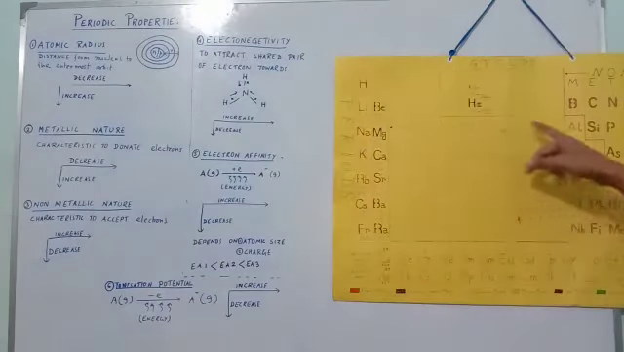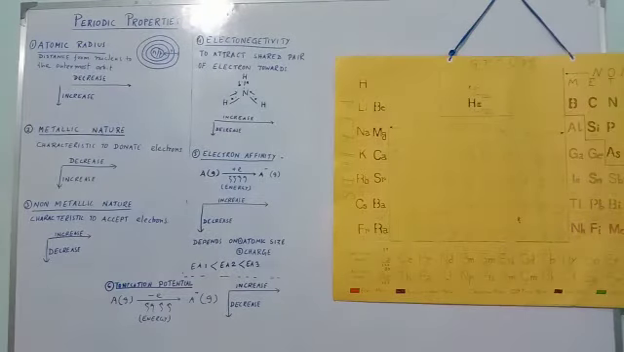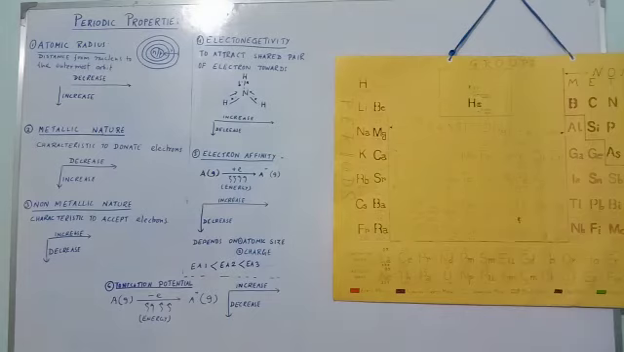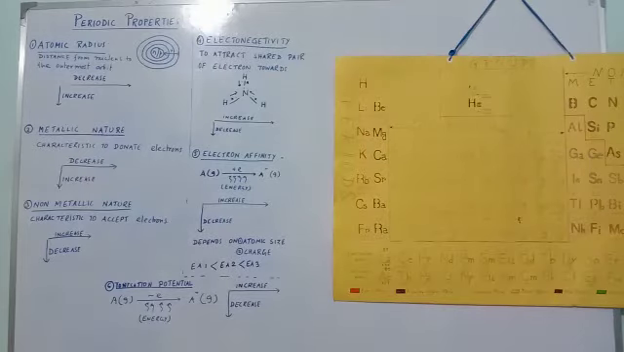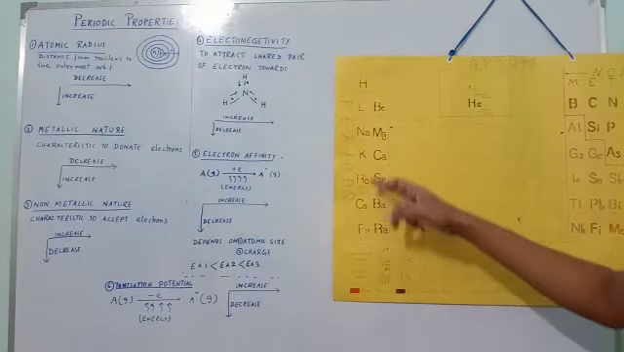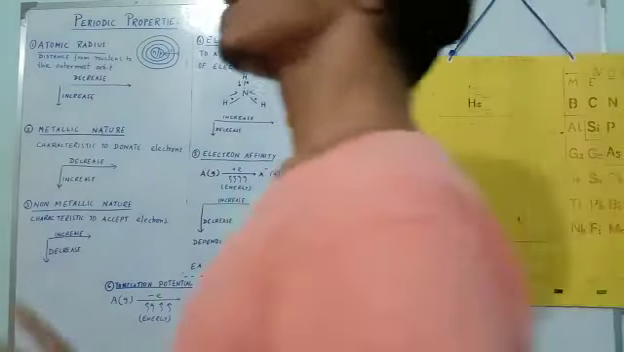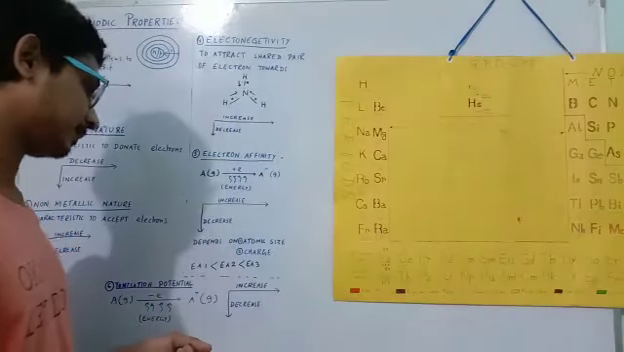If we move along a group, then the electron affinity decreases, and if we move along a period, electron affinity increases. That means sodium, magnesium, aluminium, silicon has the maximum electron affinity, and hydrogen, lithium, sodium, potassium has the least electron affinity. This electron affinity depends on two factors: atomic size and the net charge on the atom.